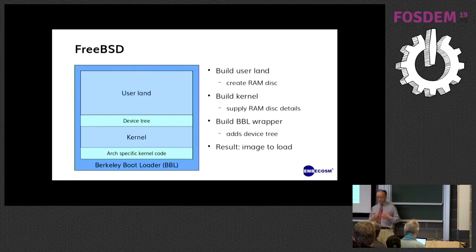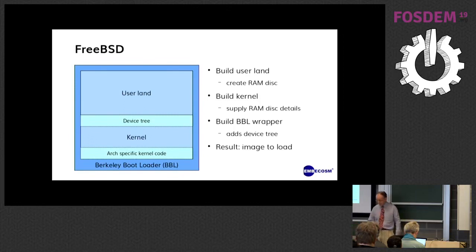Broadly, if you want to build FreeBSD, you build your user world, and from that create a RAM disk. You then build the kernel and tell it where to find the RAM disk so it knows where to jump to. And then in the RISC-V world, we use the Berkeley bootloader wrapper, which adds in the device tree, and the result is you have an image to load. And you can then put that on your SD card, plug it into your HiFive Unleashed, and in principle it all works.